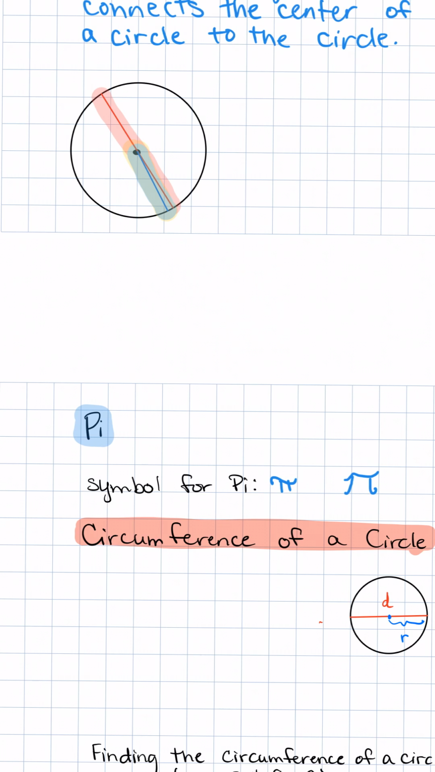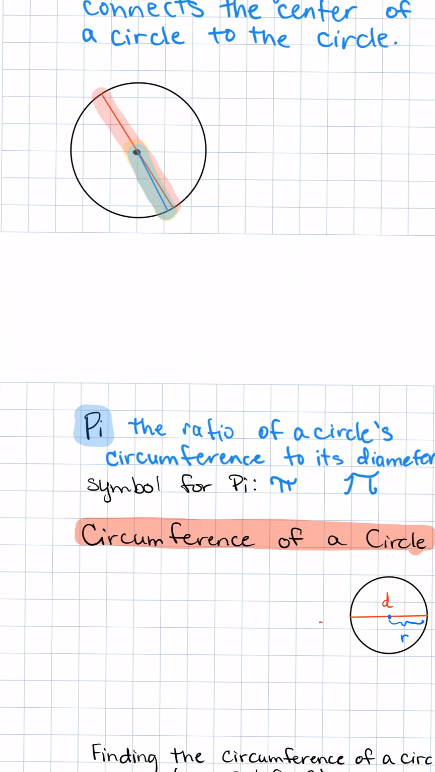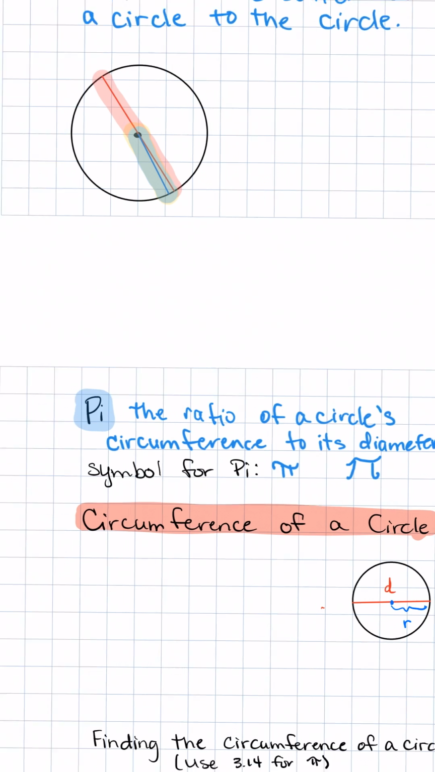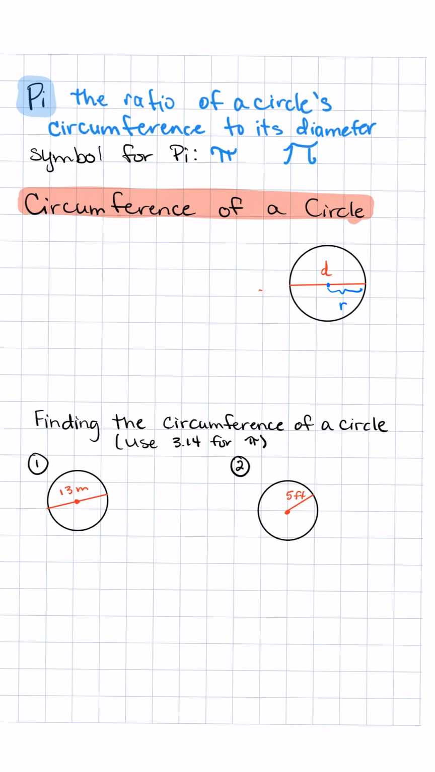Okay, so let's write that down. So pi is the ratio of a circle's circumference to its diameter. That means if we know the diameter, we can figure out the circumference. So pi equals the circumference divided by the diameter. The formula for the circumference comes from this ratio.